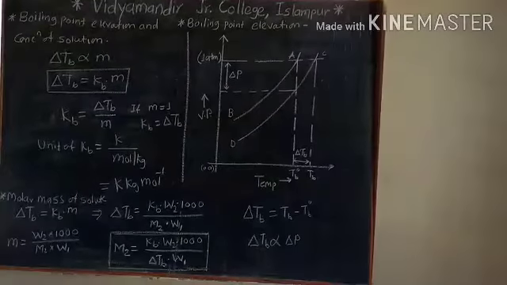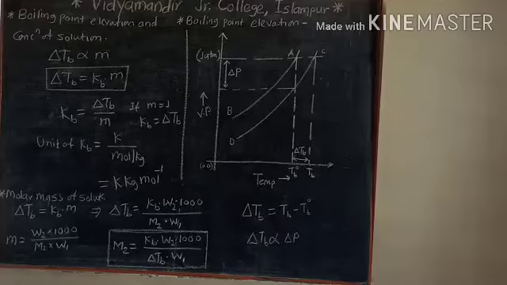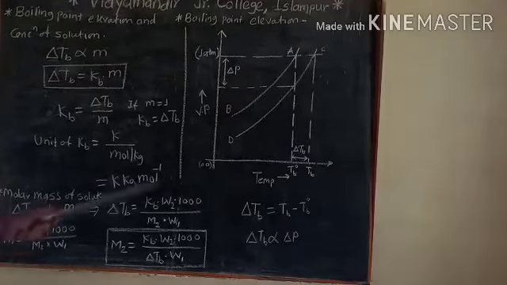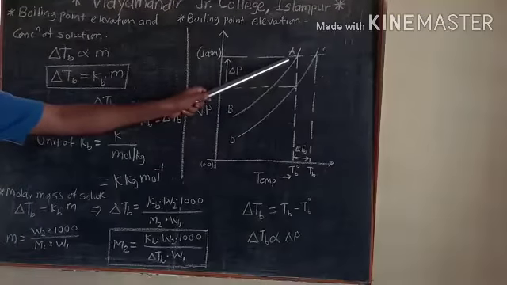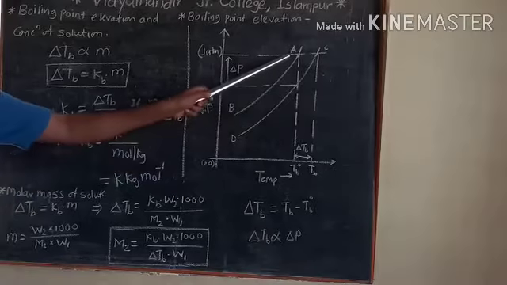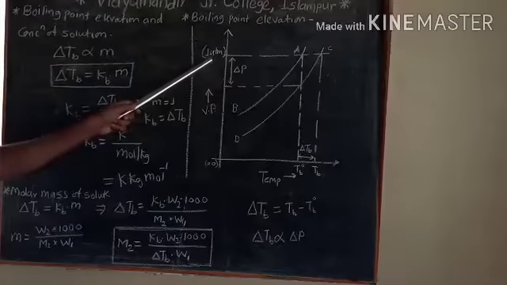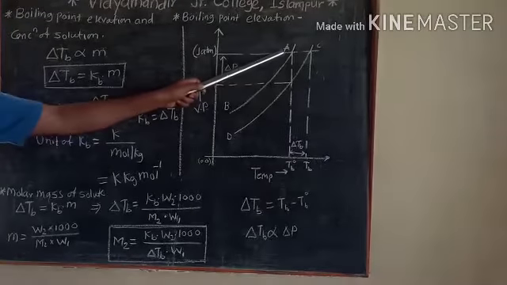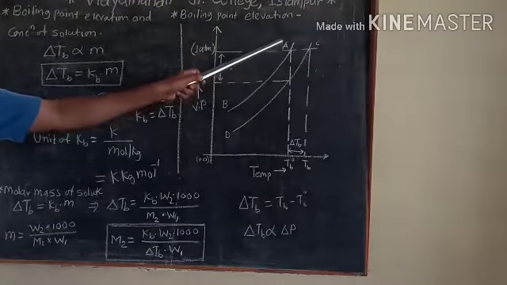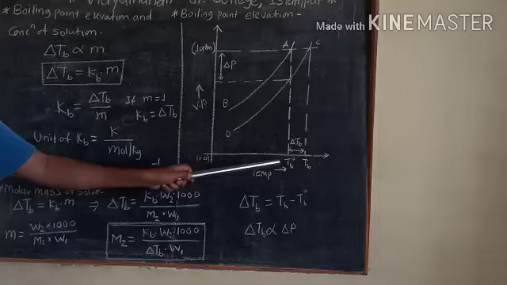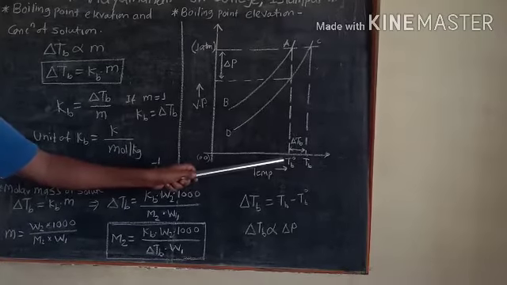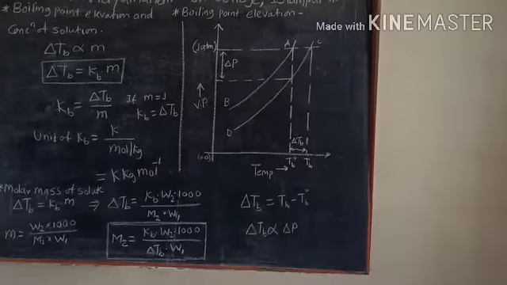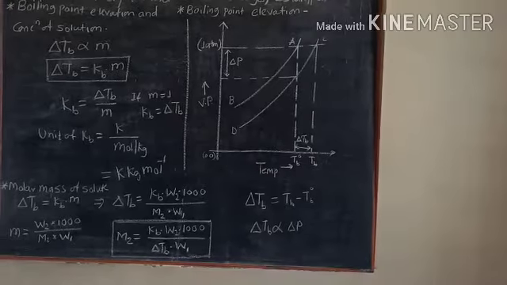Then according to the definition of the boiling point, at point A, the vapor pressure of the pure solvent becomes equal to atmospheric pressure. Therefore, point A is called the boiling point and the temperature is called the boiling temperature. Temperature TB0 is called the boiling point of the pure solvent.